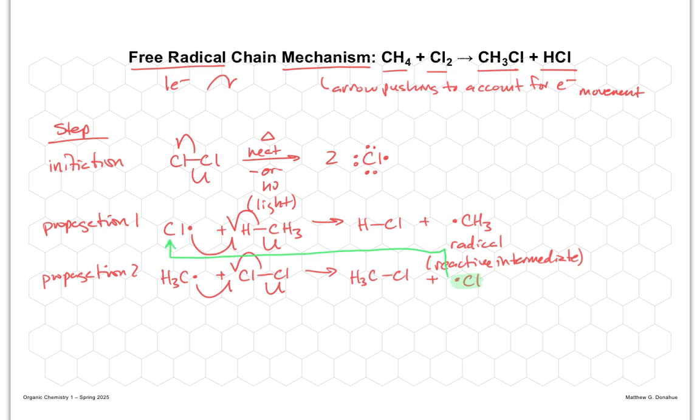will then go back up into the propagation step 1 and then react with a molecule of methane. So that's the chain part. It's like a circle. So we would call this the propagating radical.